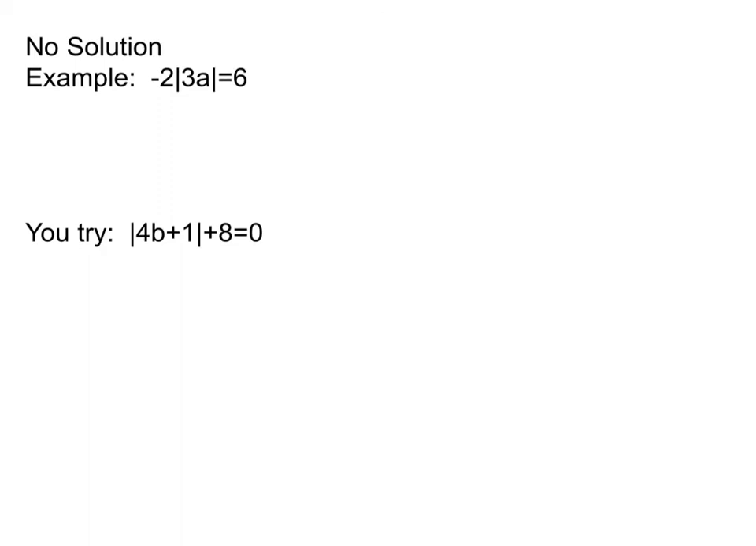Okay, let's look at a couple of examples where we get no solution. This one gets a little bit harder because we've got something in front of the absolute value sign and we're trying to solve for a. All right, what would we do to solve for a here? To get rid of that negative 2, we need to divide both sides by negative 2. So dividing by negative 2, we'd get the absolute value of 3a is equal to 6 divided by negative 2, which is negative 3.